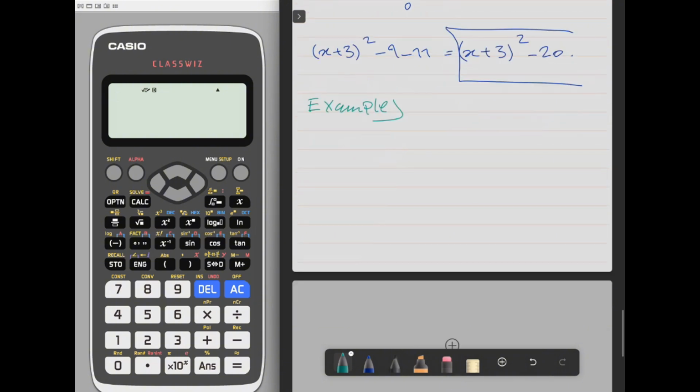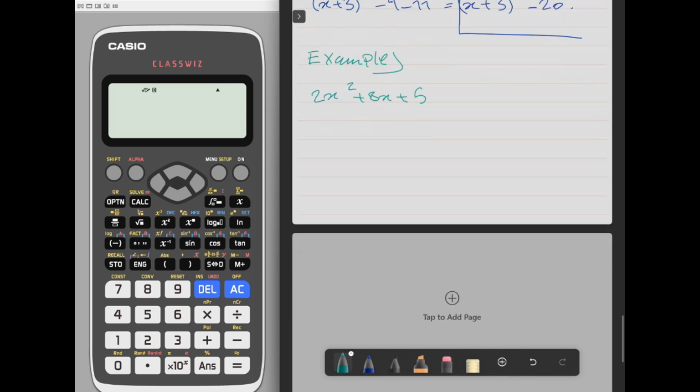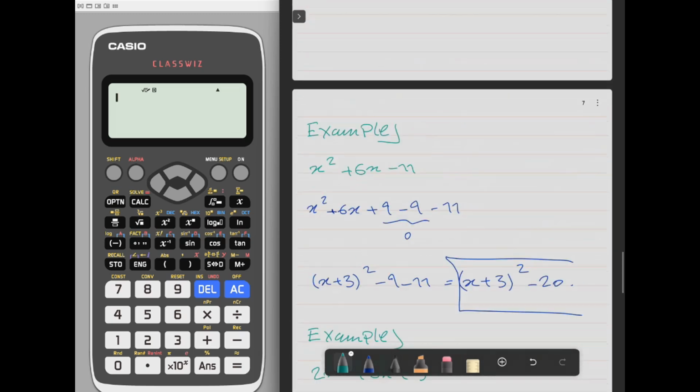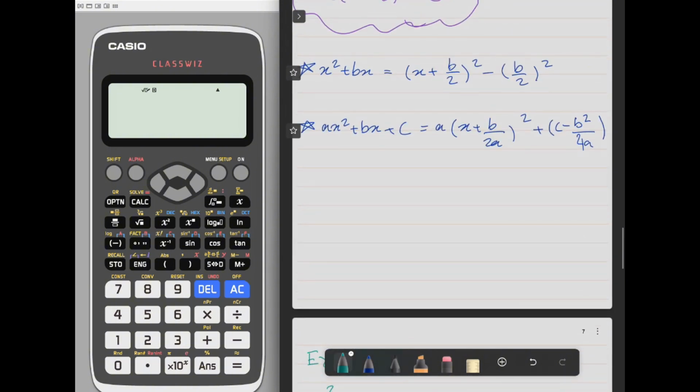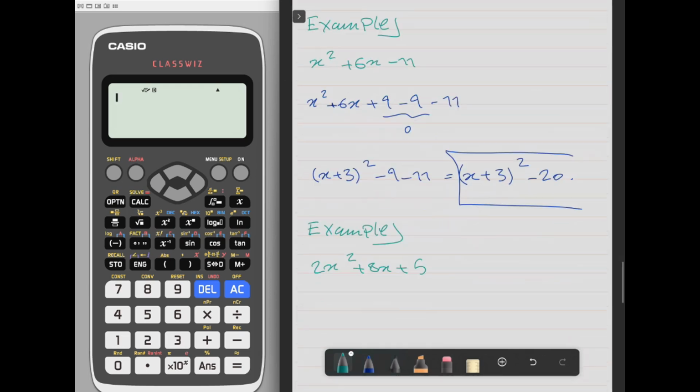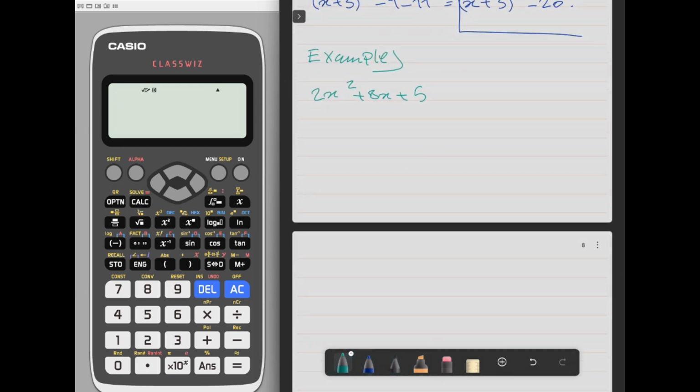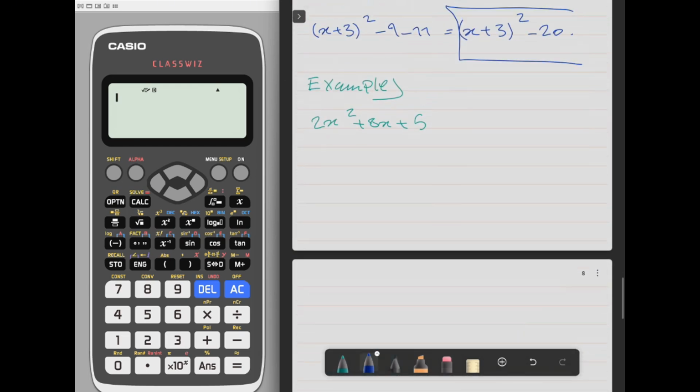As for your next example, you're given 2x squared plus 8x plus 5, and you're asked to write this in the completing the square form. You can use the formula again, guys, but I'm going to go with another way and you'll see that.